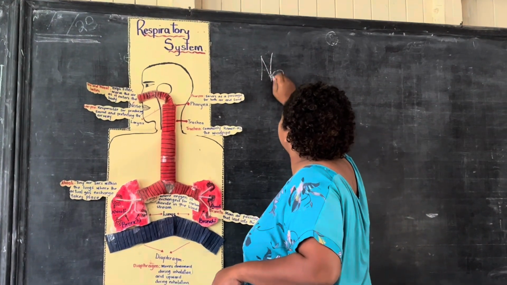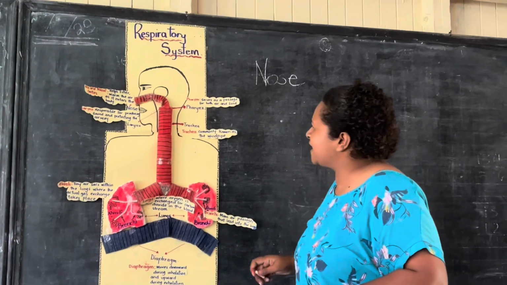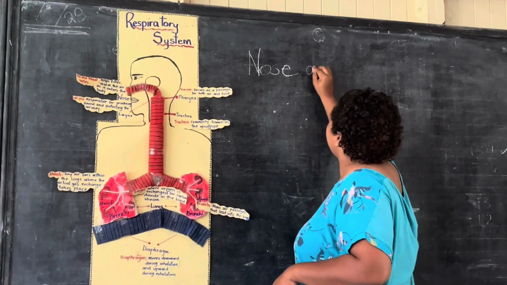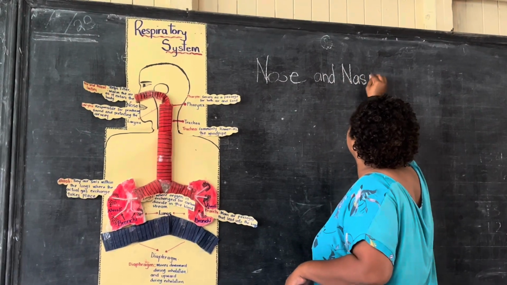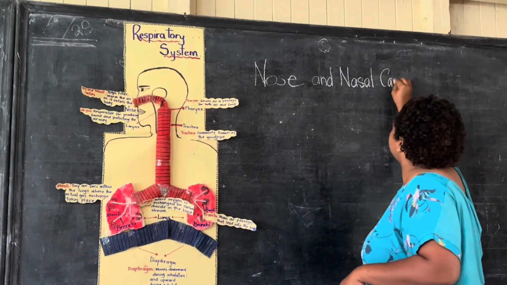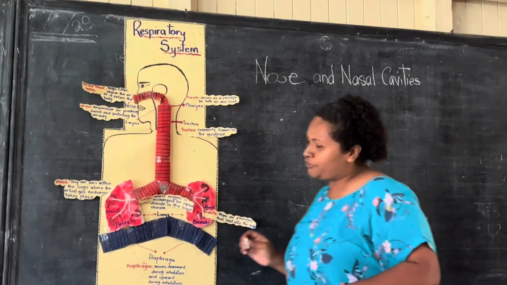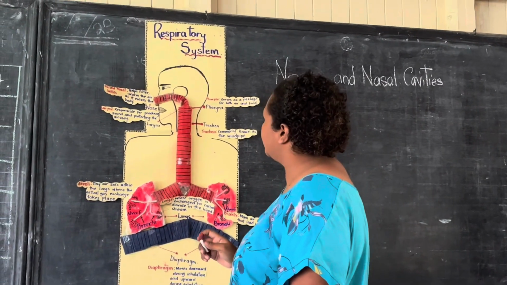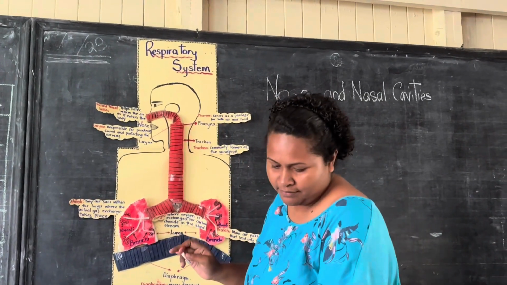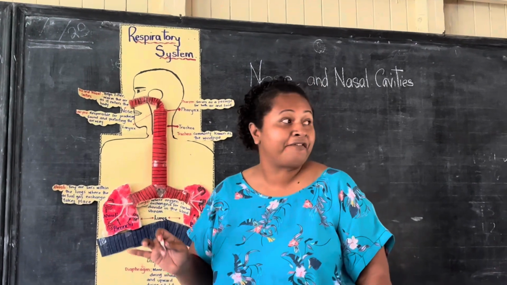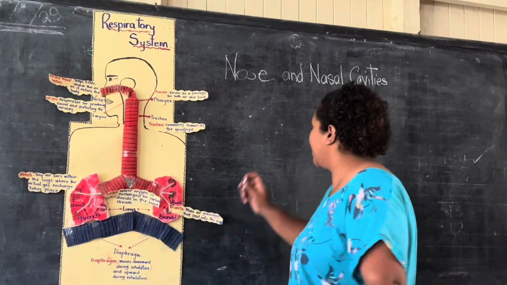Before the pharynx we have the what? The nose. Yeah, we have the nose and the nasal cavities. Nasal cavities. You are in year 7, it'll be easy for you. And the next one is the what? Pharynx. Say it together, pharynx. Okay, look at the pharynx.